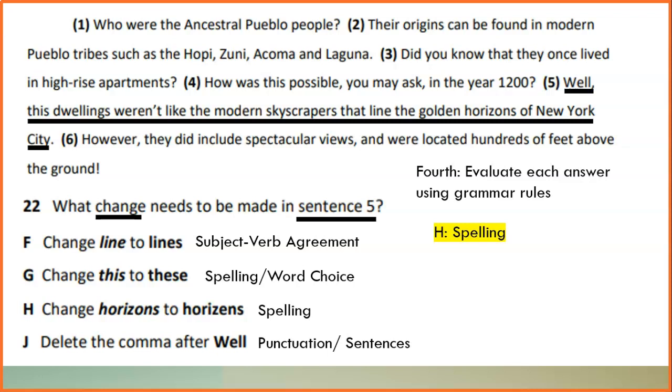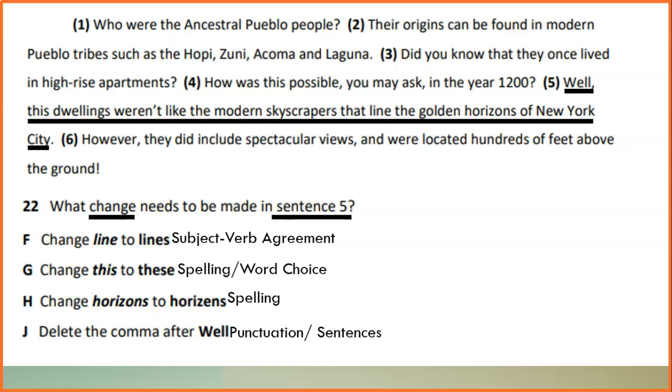The next one, H, is spelling. I'm not going to pause this video long enough to pull up dictionary.com, but if I look up this word in dictionary.com, horizons is spelled correctly in the story, so H is incorrect.